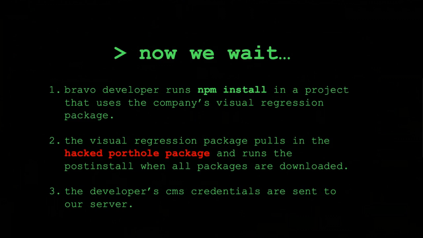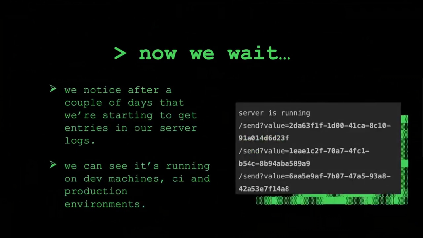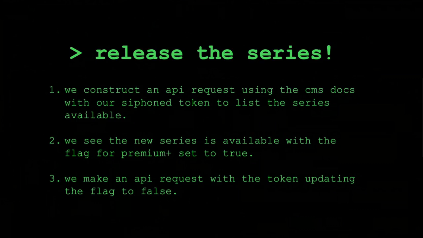It's going to bring in our code. It's going to run on the machine, and it's going to siphon CMS credentials and send them up to our server. We notice after a couple of days that we're starting to get entries into our server log. So you see here, obviously, you tend to use posts to evade automated scanners, etc. But we can see it's running on developer machines, CI and production environments. And now we have that information, and we've got the CMS token and it works.